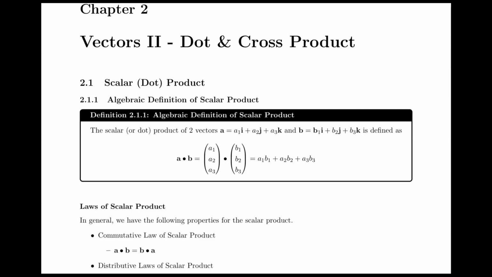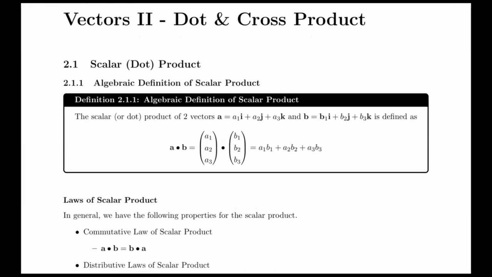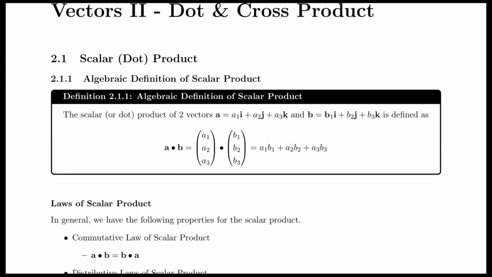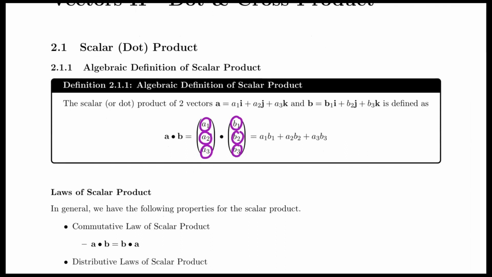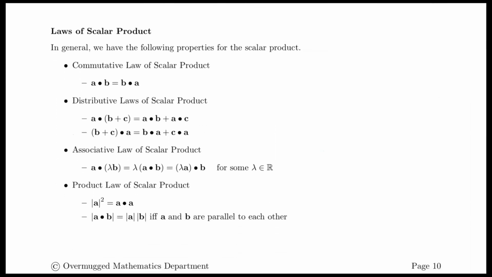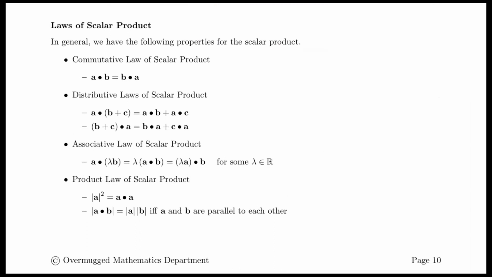Okay, so we start with the algebra part. I believe everyone knows the dot product is just take the numbers and multiply. So for example, A1 times B1 plus A2 times B2 plus A3 times B3. That is your dot product. So far, okay? Let's talk about the laws of the scalar dot product that you need to know. A few are very important.